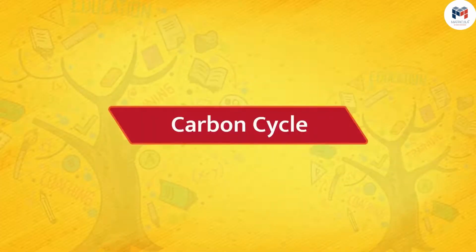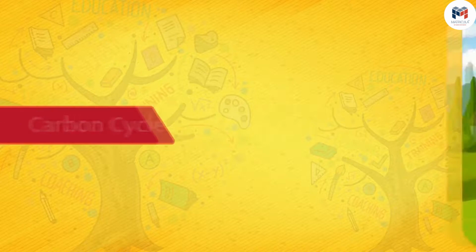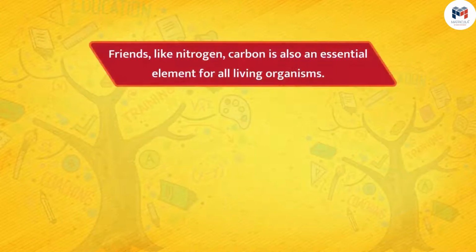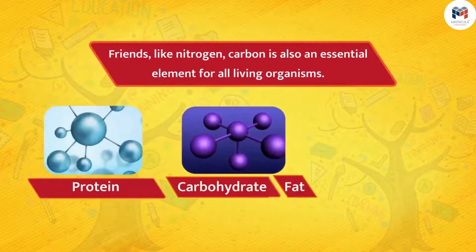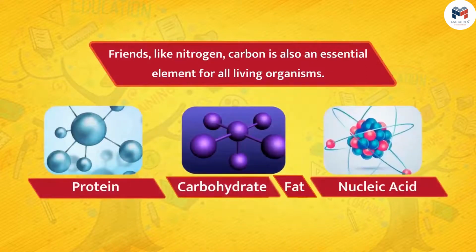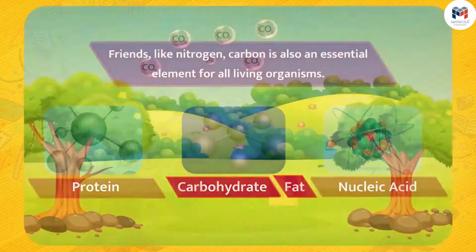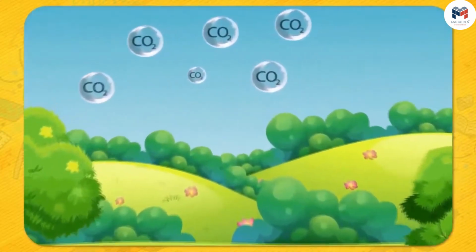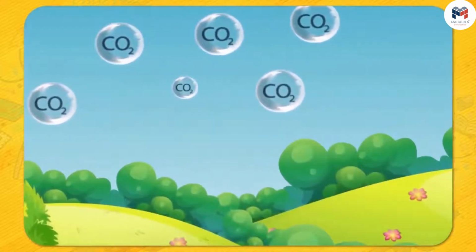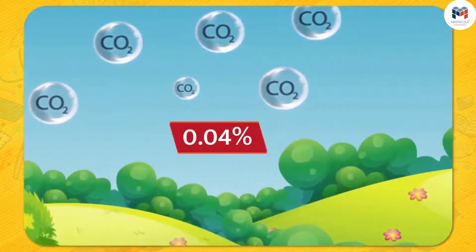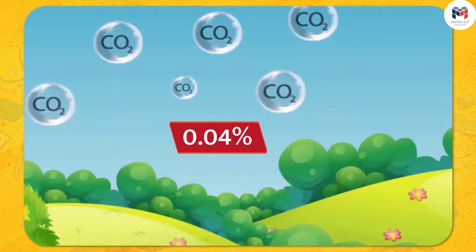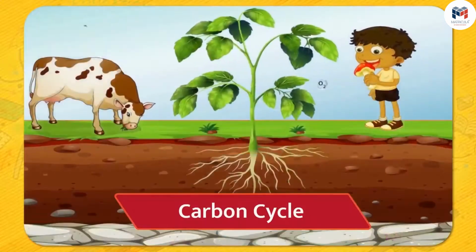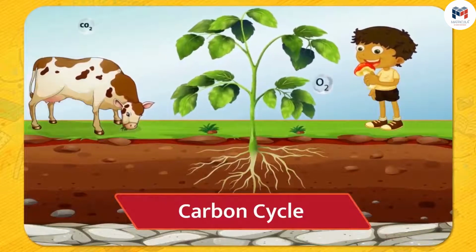Carbon cycle. Friends, like nitrogen, carbon is also an essential element for all living organisms. It is an important part of compounds like protein, carbohydrate, fat and nucleic acid. Do you know in what form carbon is found in the atmosphere? Carbon dioxide. Absolutely correct. About 0.04% of the atmosphere is carbon dioxide and its percentage almost remains constant. Let's know how, from this carbon cycle.